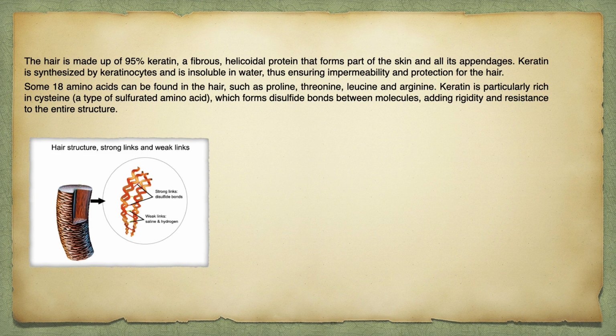Keratin is particularly rich in cysteine, a type of sulfurated amino acid, which forms disulfide bonds between molecules, aiding rigidity and resistance of the interior structure.